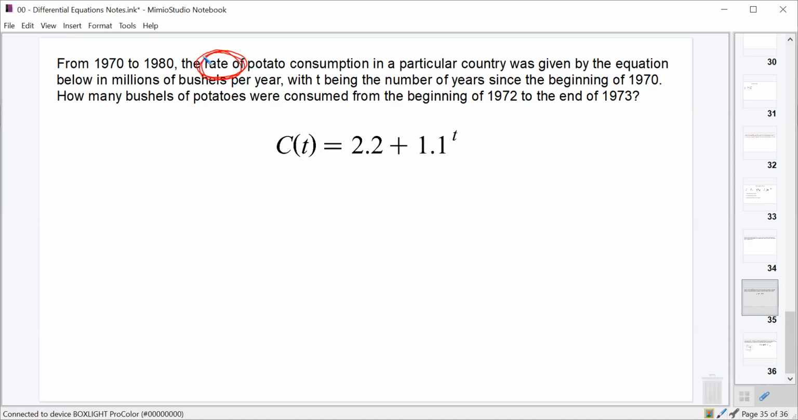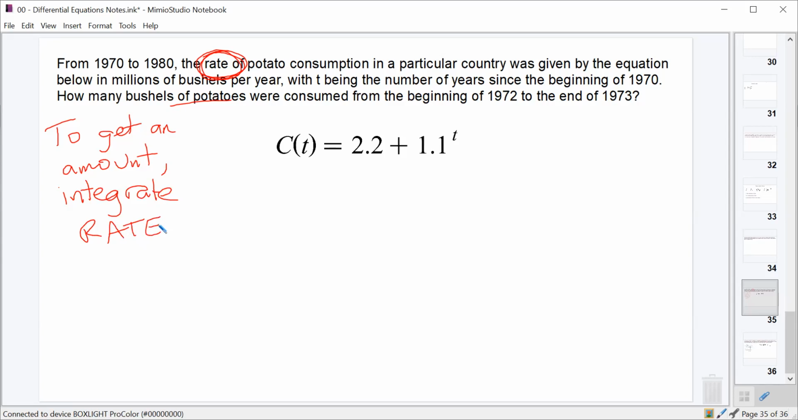It tells us the rate at which potatoes are being consumed. And then the question asks how many bushels of potatoes were consumed. So we need to know that to get an amount, we want to integrate rate, which should be easy to remember, right? Integrate rate. So all we've got to do is simply integrate capital C of T dt from the beginning of 1972 to the end of 1973.